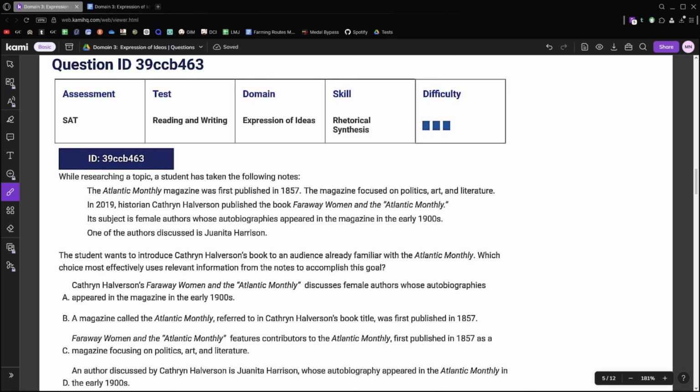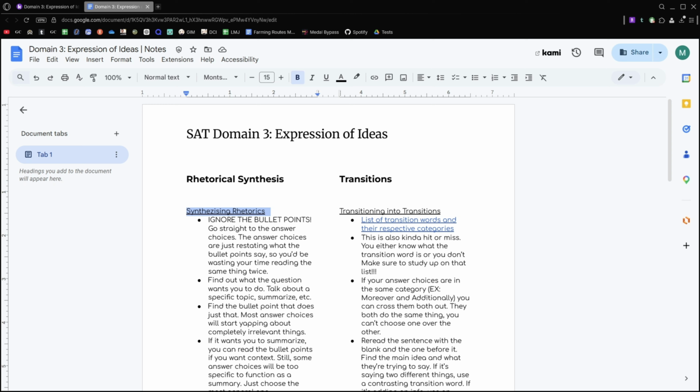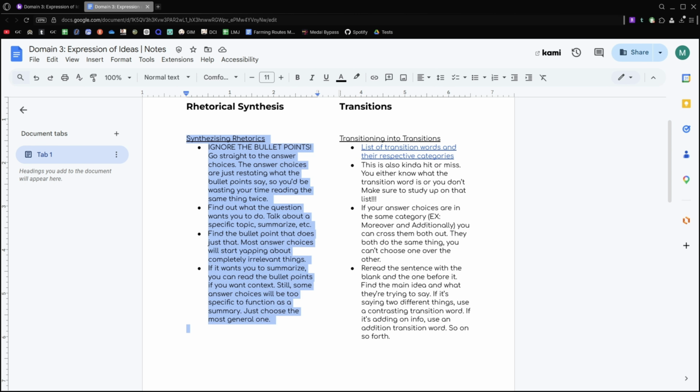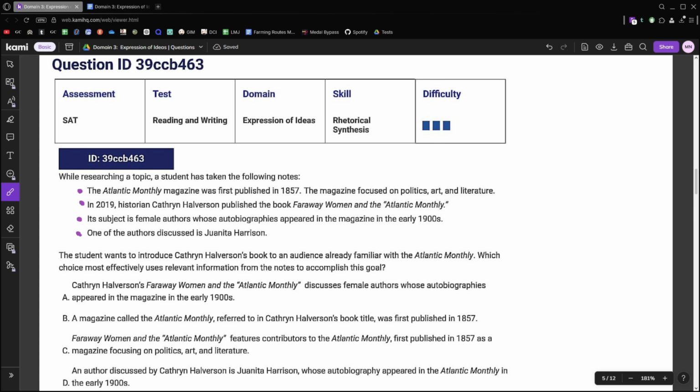This is a rhetorical synthesis question. When I downloaded this, it came out a little bit weird, but you'll be able to tell on the actual test because there will be bullet points. Of course, they disappeared here, but that's what it would look like, the bullet points and all of the yap that comes after. If you take a quick look at the notes, I do explain how to answer these questions, but I don't feel like reading that, so I'll just explain it as I go.